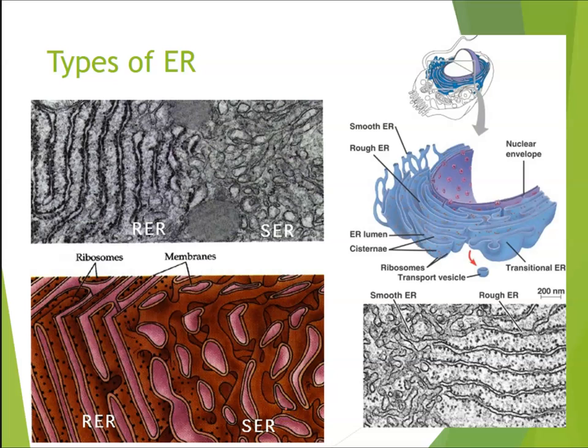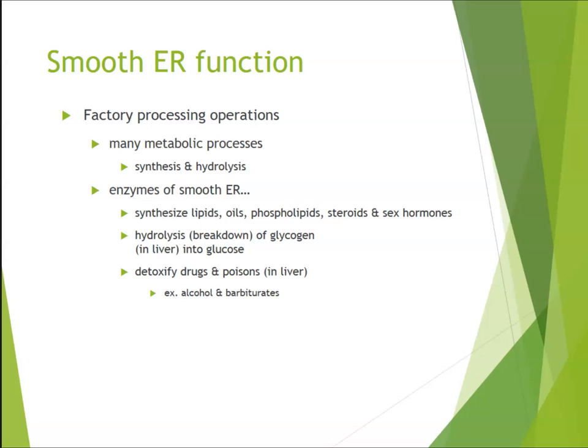So structurally, they're a little different. You can see how the rough ER is more kind of these long chambers, right? These long chambers. And then the smooth endoplasmic reticulum is more like little bubbles almost. The function of the smooth endoplasmic reticulum is to synthesize lipids, oils, phospholipids, steroids, and hormones. Remember, those are all in the lipid family.